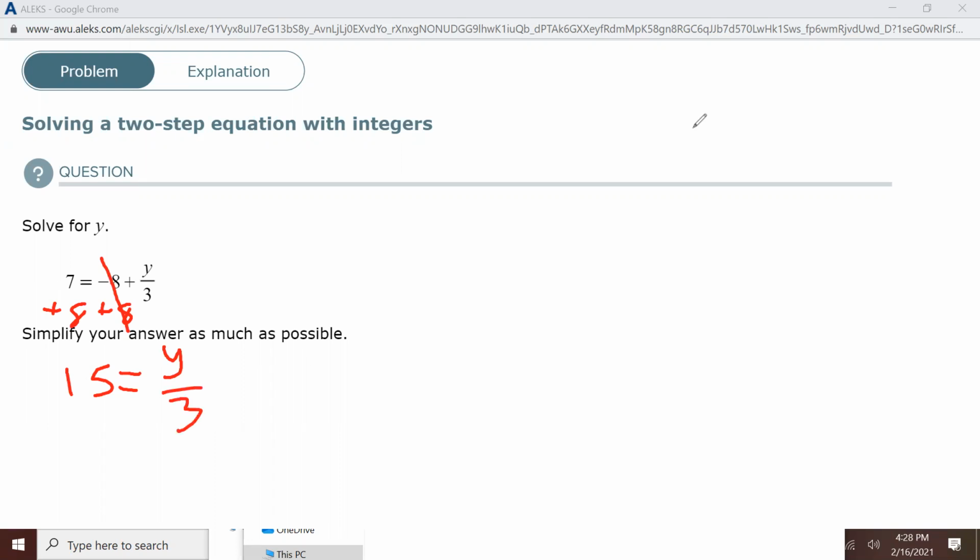Now what do we do? Well, since y is being divided by 3, we do the opposite, which is multiply by 3.